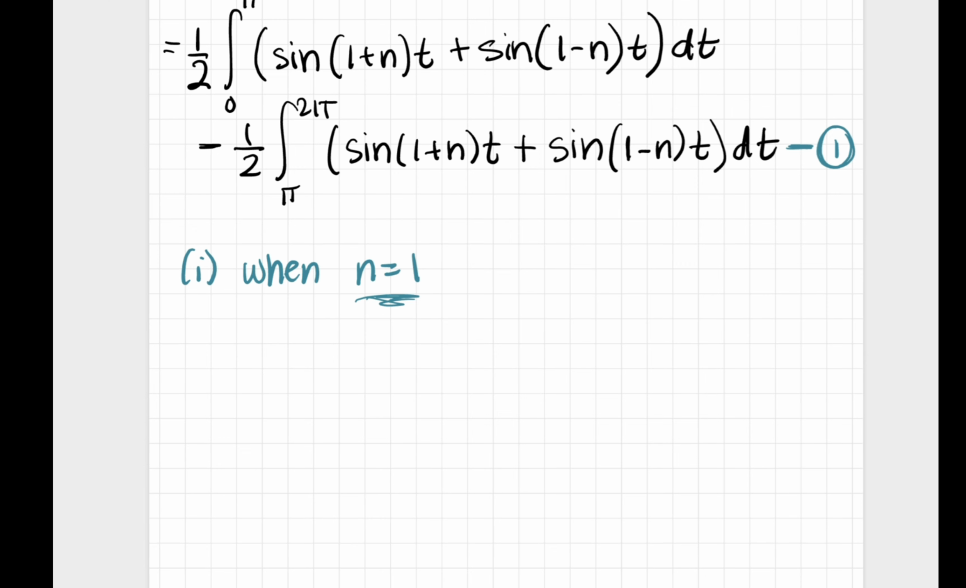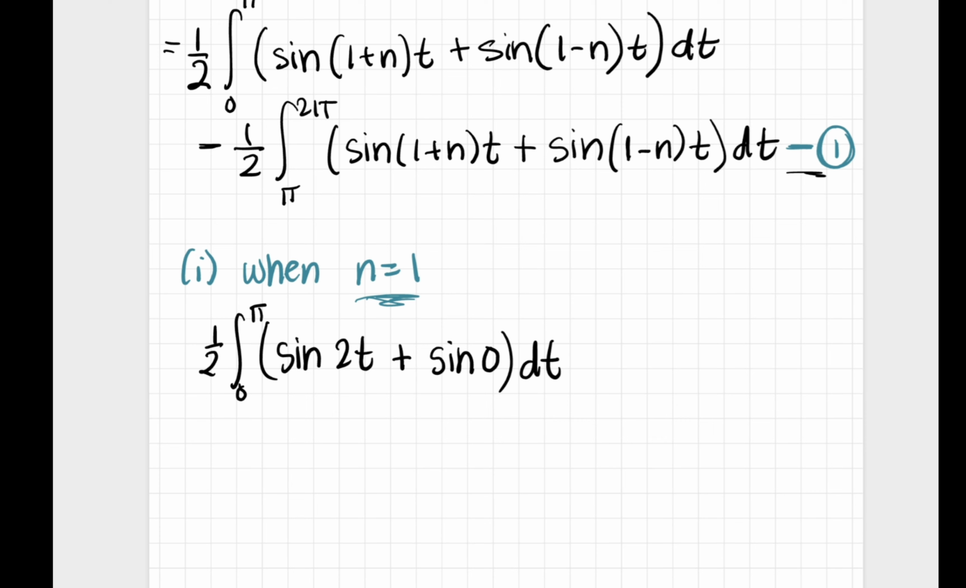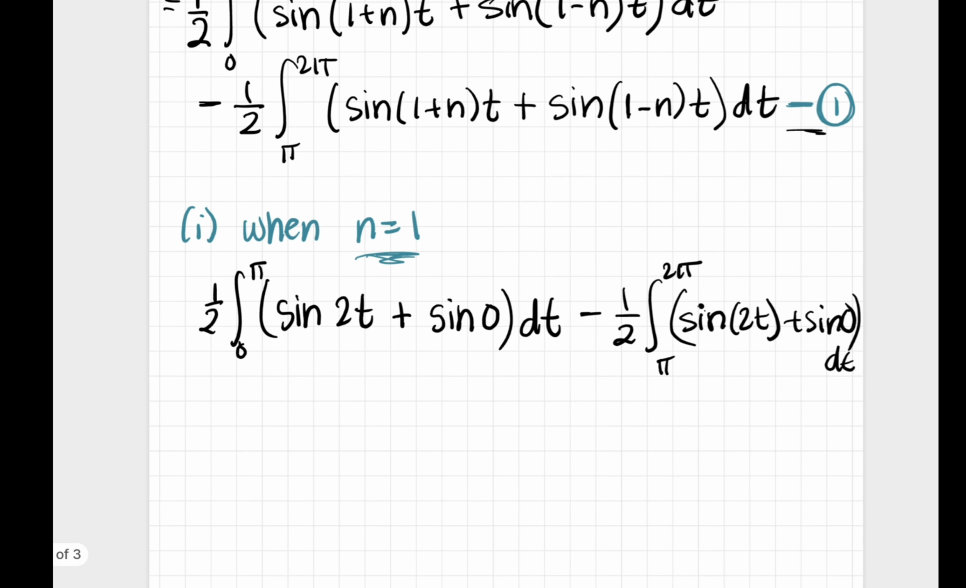Pretty straightforward. We simply replace n with 1 in our equation 1. So we get 1/2 integration of 0 to pi sine of 2t plus sine of 0 dt, and then minus 1/2 integration pi to 2 pi sine of 2t plus sine of 0 dt. Sorry if it's messy, guys. Let me just move this.